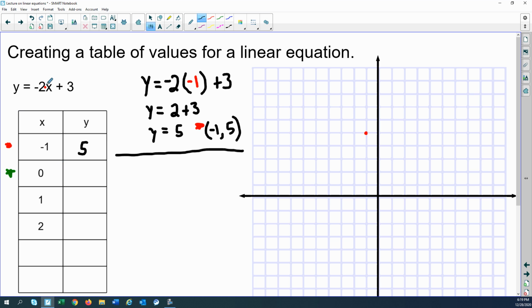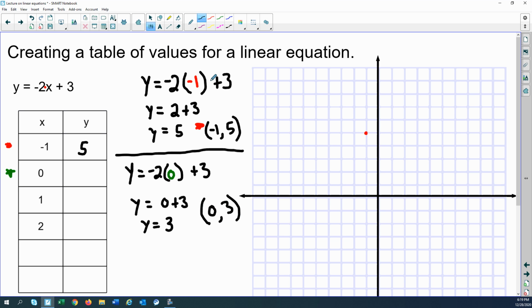So let's do our second value. This time x is 0. Same idea, we're going to plug it in. -2 times 0 plus 3. So y equals -2 times 0 is 0, plus 3. So y equals 3. This time we have the point where 0 was our x that we used, and we arrived at a 3 for the y value. So 0, up 3.